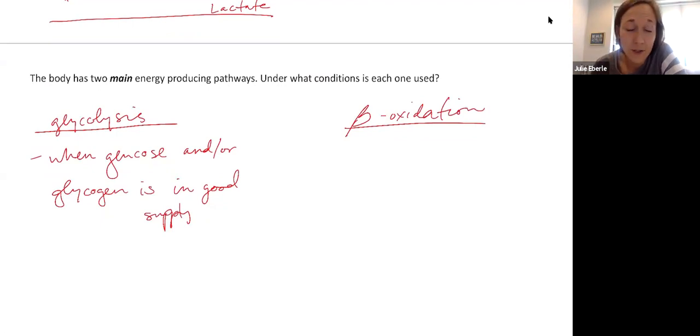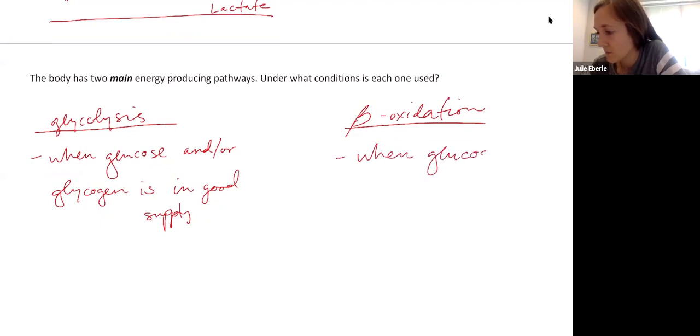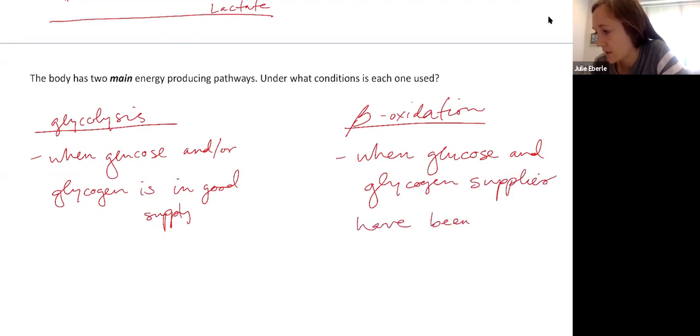When is beta oxidation used? When glucose and glycogen supplies or stores have been depleted. That's when we run beta oxidation. All right, pretty simple there. Don't overthink that one.